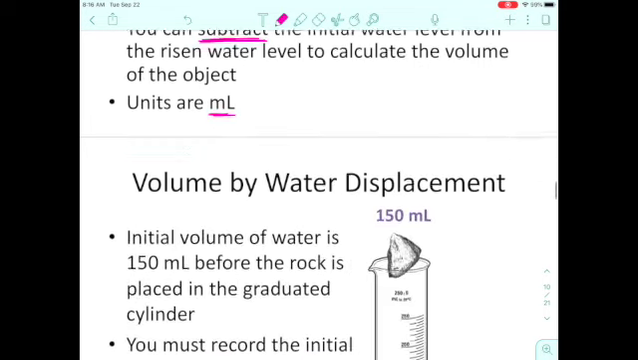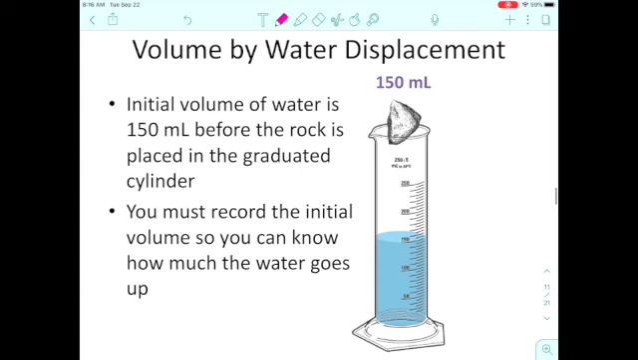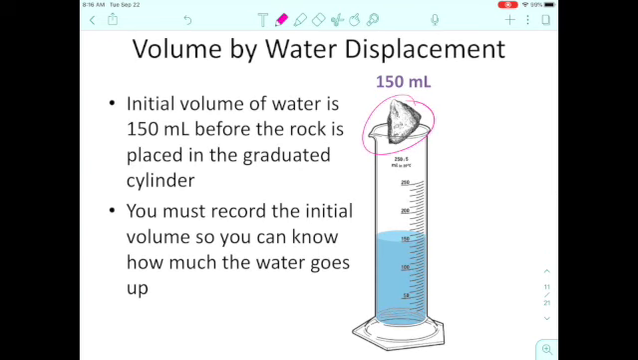So let's look at an example. So here we have an object, it's a rock, you can see. The initial volume of the water is at 150. So we're at 150 is our initial level before the rock goes in. You have to record the initial volume so you can know how much the water goes up. If you forget to record the initial volume, you have to start over because we don't know where the water started at to see how much it rose.